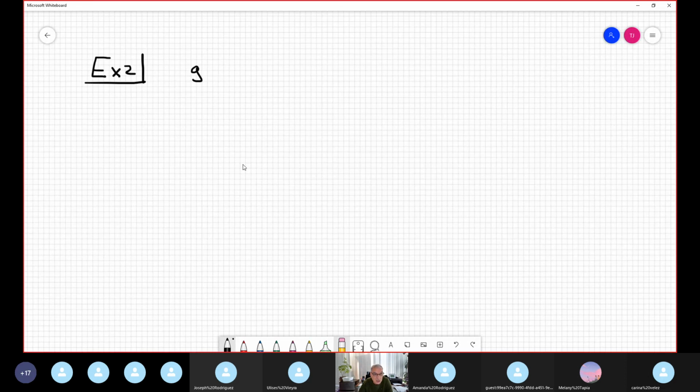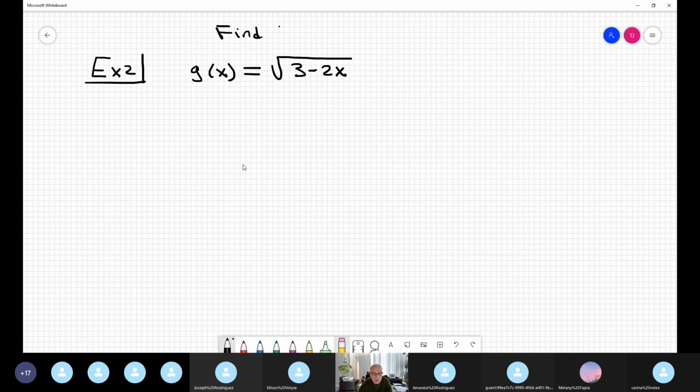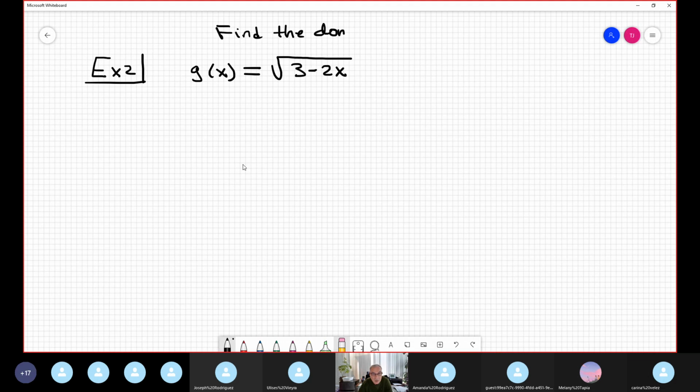Suppose the function g is equal to the square root of 3 minus 2x. Again, the same question: find the domain. Range, you know, is more complicated, so I never ask you the range for this kind of equation. Graphically, yes, because it's easy to see, but analytically, algebraically, no, only the domain.